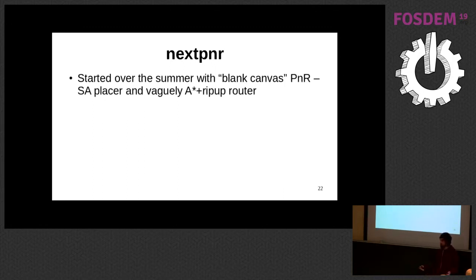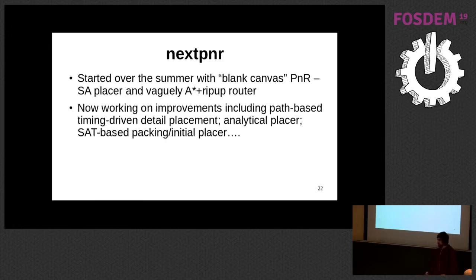Over the summer, we started with a very basic set of very traditional FPGA place and route algorithms: simulated annealing placement and a kind of A*-based router. Now that those are working well, we can look at more advanced algorithms. So I've been looking at ways of improving the placer, such as path-driven detail placement. Just 2 weeks ago, I started working on an analytical placer, which will give us much better performance on bigger FPGAs than the existing simulated annealing placer.